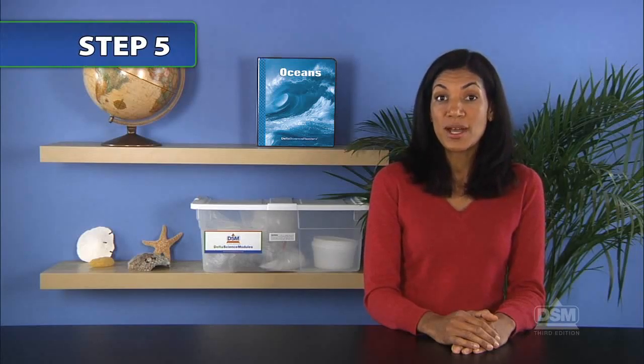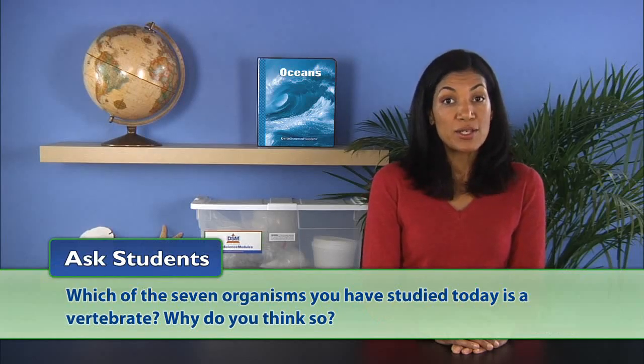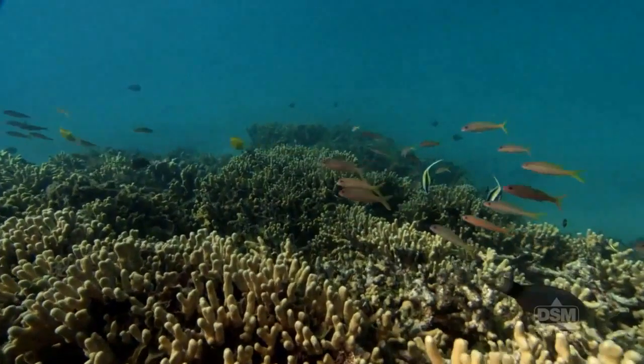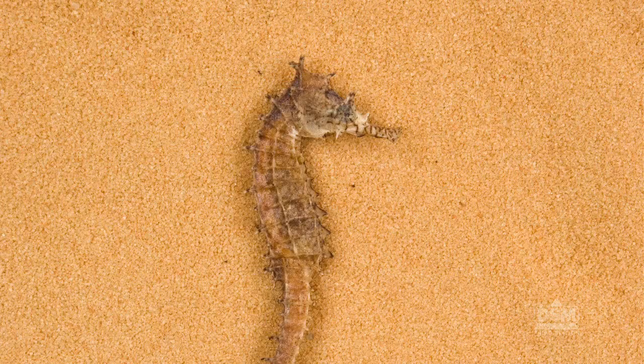Then, to review, ask students which of the 7 organisms you have studied today is a vertebrate. Why do you think so? Students should identify all fish as vertebrates. Point out that the seahorse swims upright, which is a clue that it has a backbone.